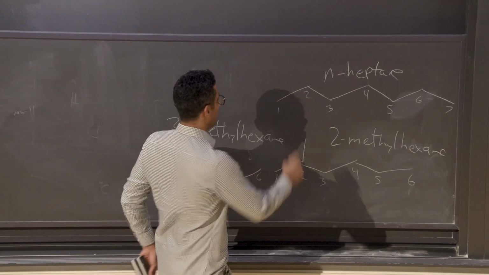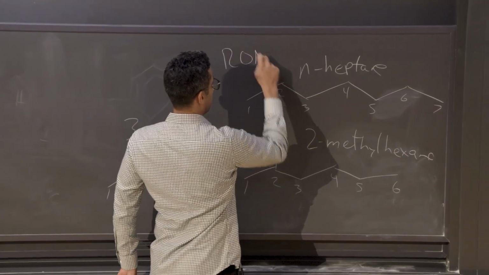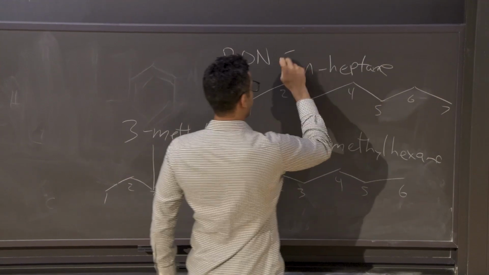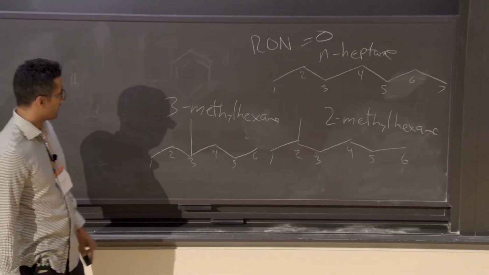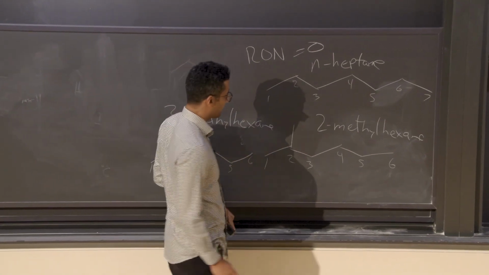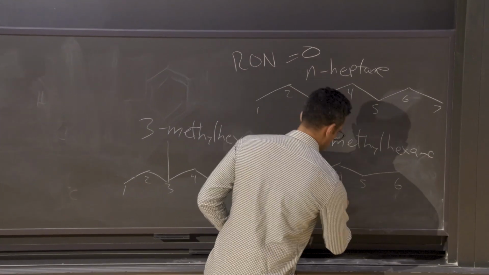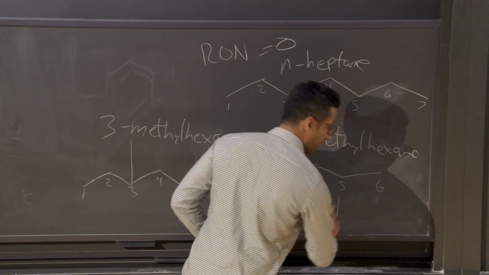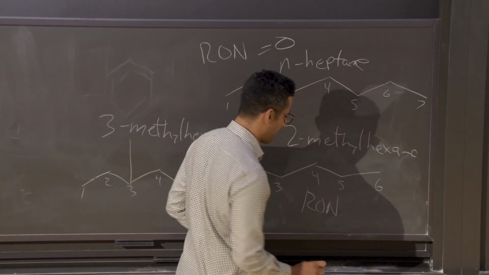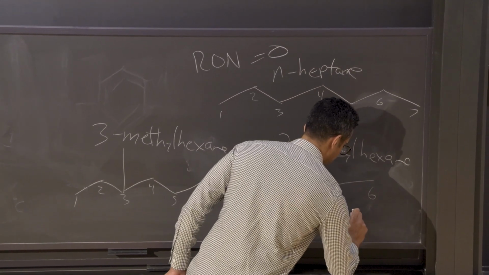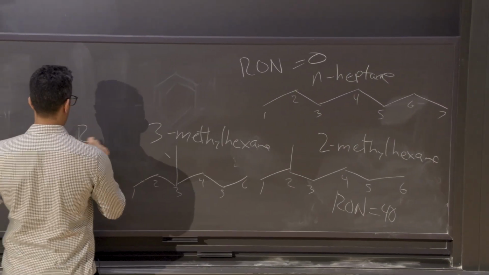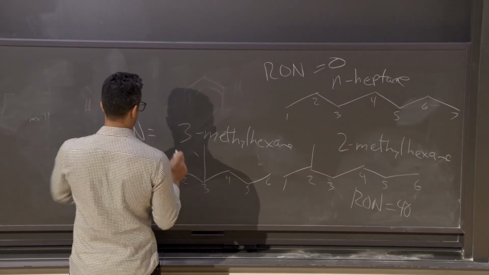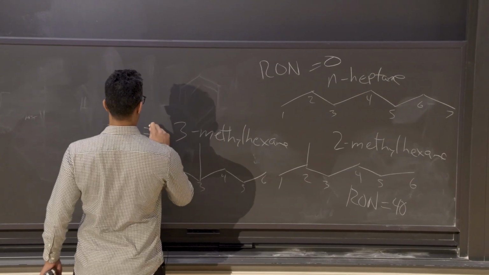The octane number, who knows the octane number of N-heptane? 0. By definition, the octane number of N-heptane is 0. Okay? Then you have a molecule like 2-methylhexane. Well, the RON is about, I'm guessing, okay, I forget exactly, but it's around maybe 40. And the RON of this guy is around 30, okay?